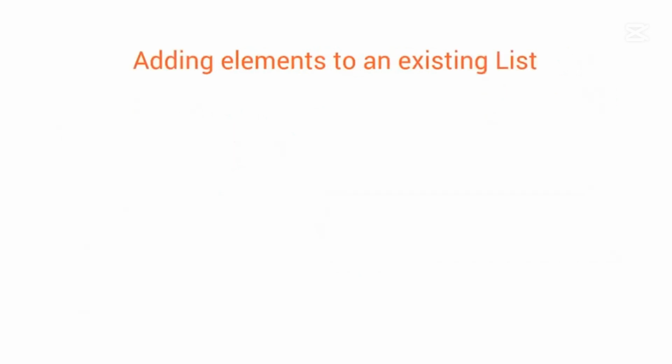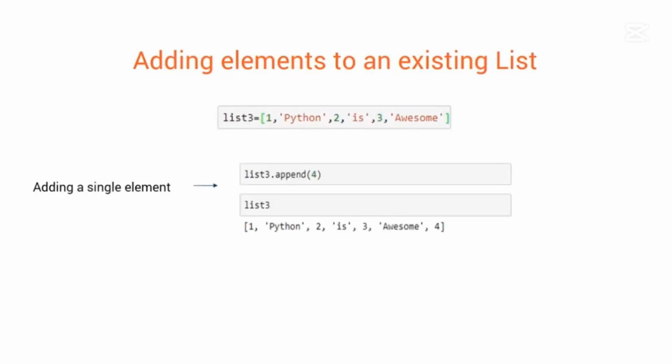Now let's see how we can add elements to an existing list. This is the list that we'll be using for this exercise. A single element can be added using the append function. For example, if I do list 3.append(4), this 4 will be appended to the back of the list. So when I print list 3, 4 is going to be present at the end of the list.